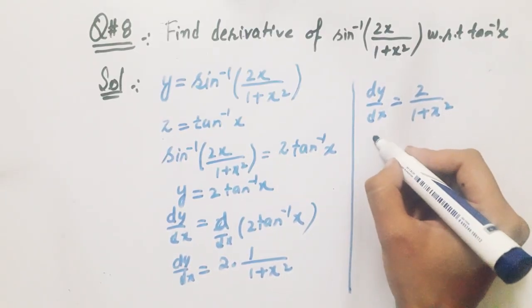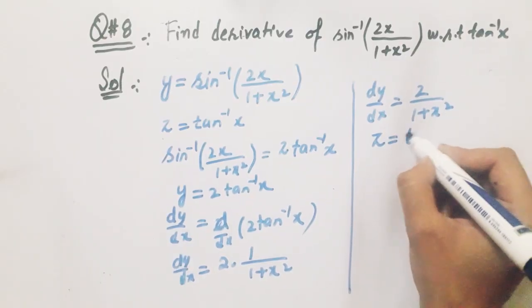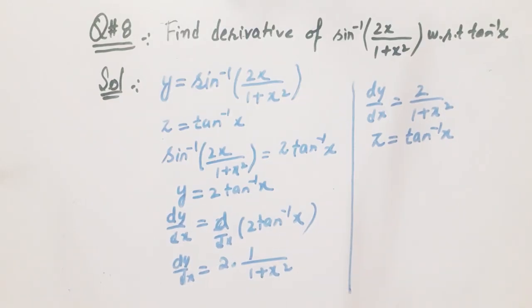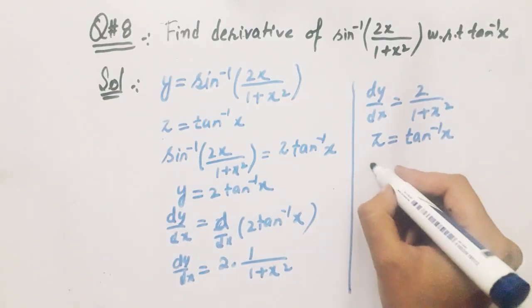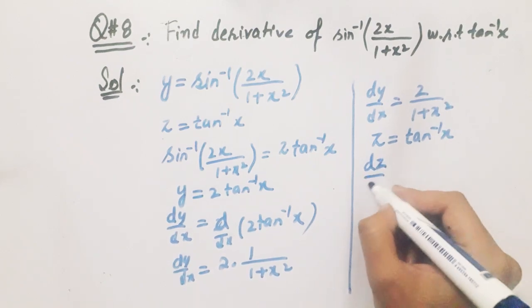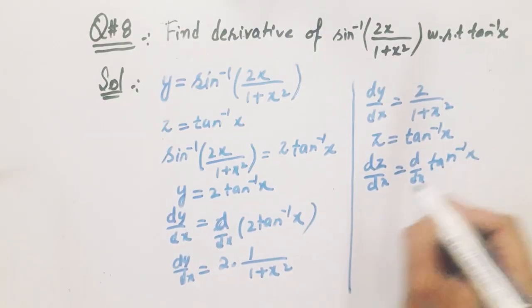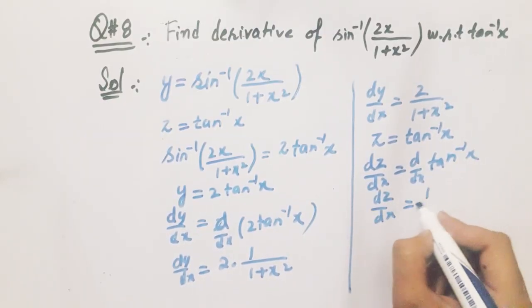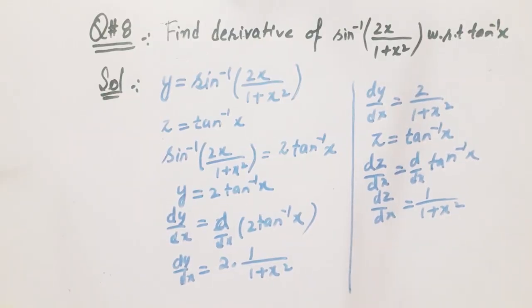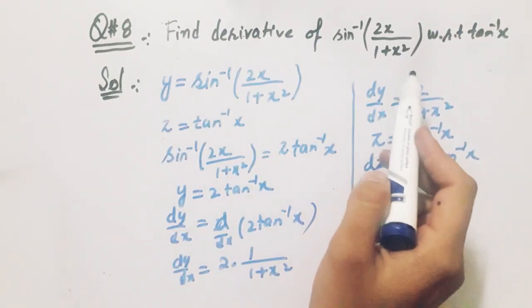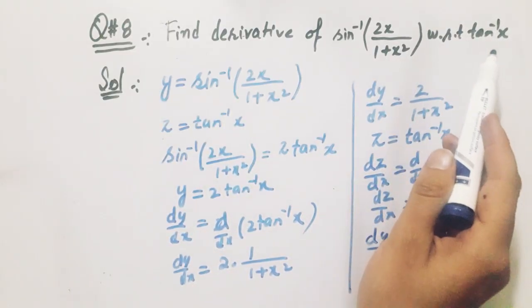Now you again differentiate z, which is equal to tan inverse of x. Now differentiate z with respect to x. So dz by dx is equal to d by dx of tan inverse of x, so dz by dx is equal to 1 over 1 plus x square. Now you have to find the value of dy by dz. You have to differentiate y, sine inverse of 2x over 1 plus x square, with respect to tan inverse of x.